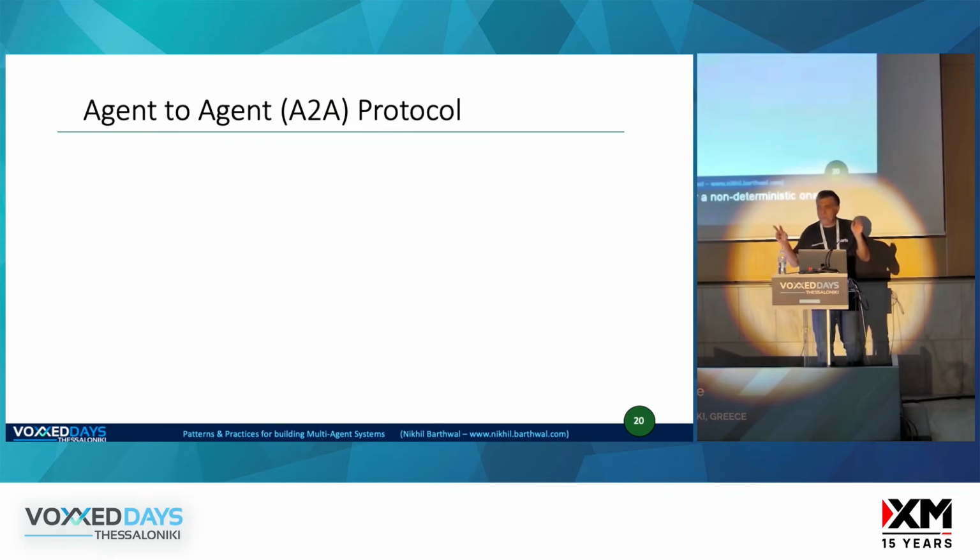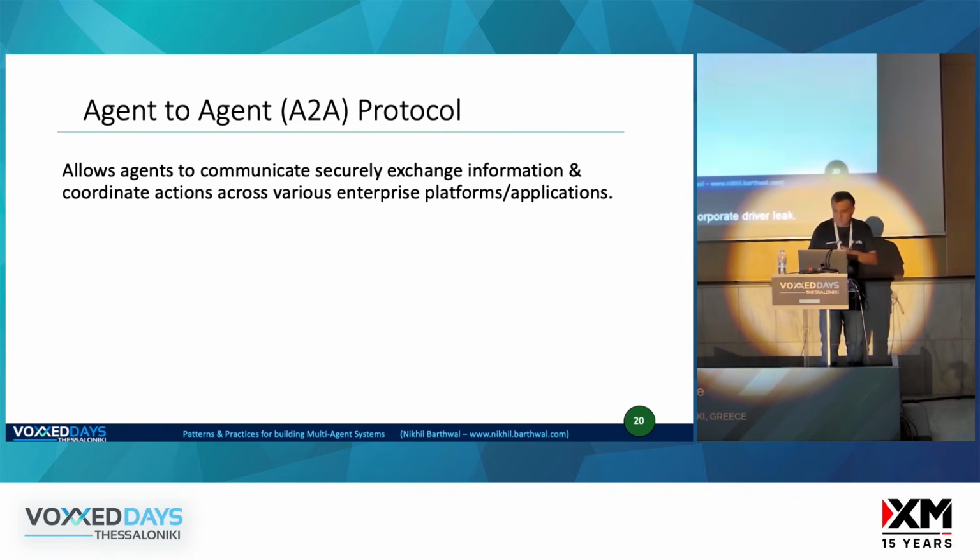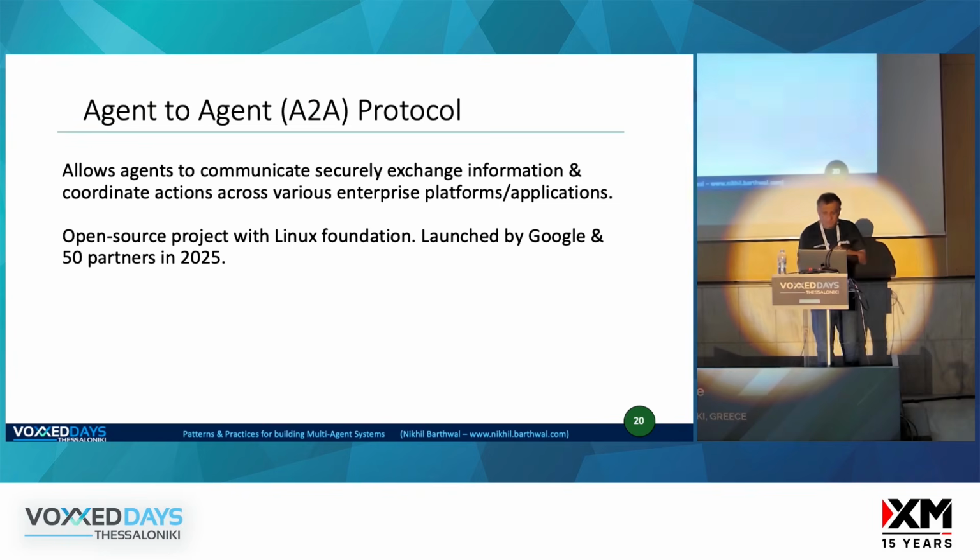And of course, there is history. MCP is from Anthropic. A2A came from Google. So corporations try to push their own standards. So there's a corporate rivalry. Anyway, the A2A protocol basically allows agents to communicate securely, that's the textbook definition, and exchange information. It's basically an open source project. I think Google started it, and then it has partners in 2025.